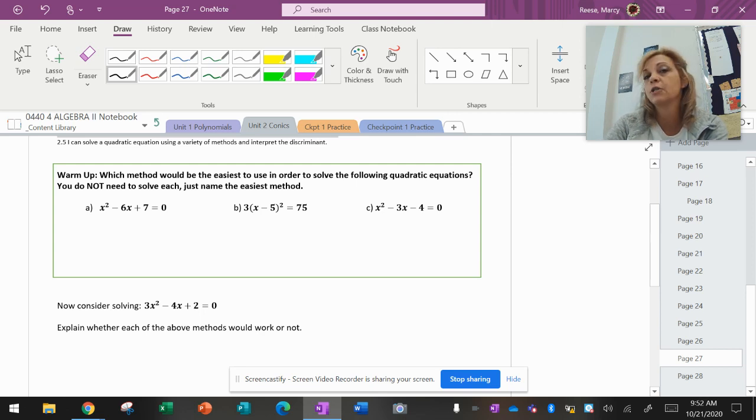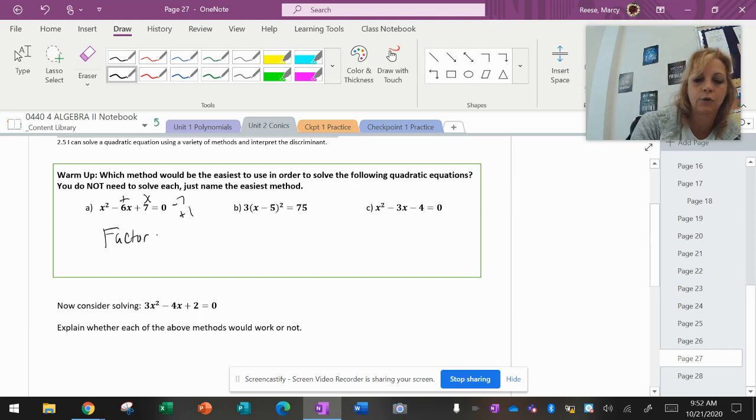So for A, for me, because I like to factor, obviously. I'm a math teacher, so I like all that stuff. So I would look at it and go, can I factor? That would be the part I'd look and say, okay, it's a quadratic, can I factor? Do I have two numbers that multiply to be 7 that also add to be negative 6? And I would say, yes, I do. I have negative 7 and positive 1, so I can use the factoring method to solve.